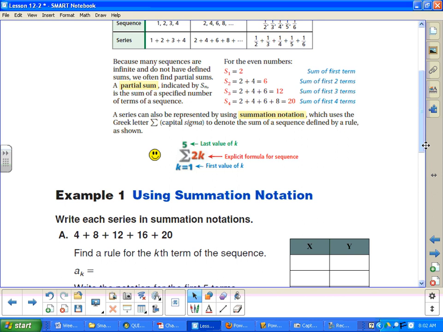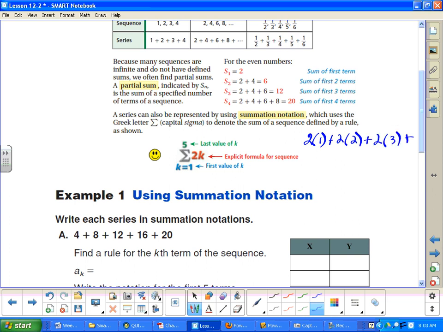So, which is this right here, which says that I'm going to do this. I would put 1 in for k, and then 2 in for k, and then 3, and then 4, and then 5, and add them up.